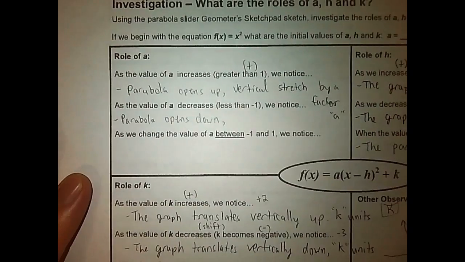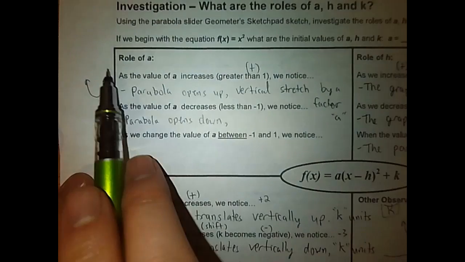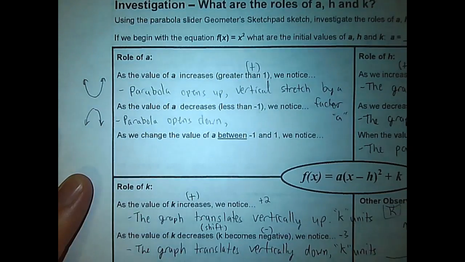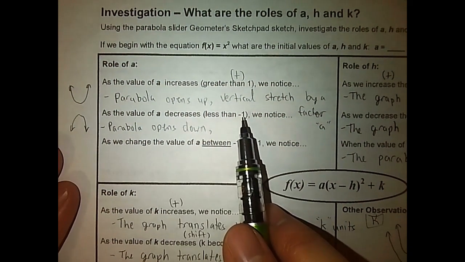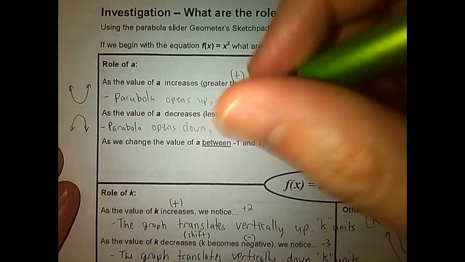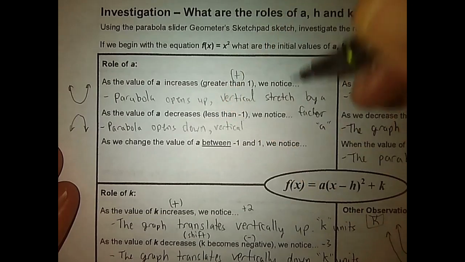So what do I mean by up and down? Well, up is when the opening of the parabola is facing upwards, and downwards means the opening goes downwards. So the parabola will open down, but because we still have a number that's like negative 2, negative 3, negative 4, those are still whole numbers, we're still going to get a vertical stretch. But it's just going to be in the downwards direction.